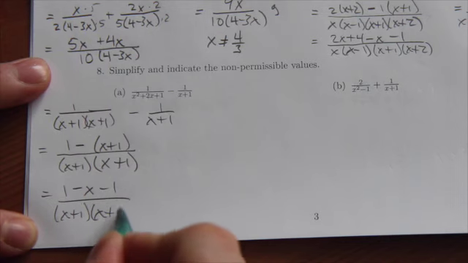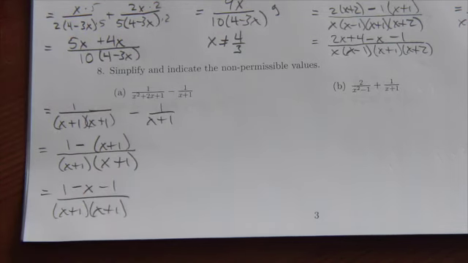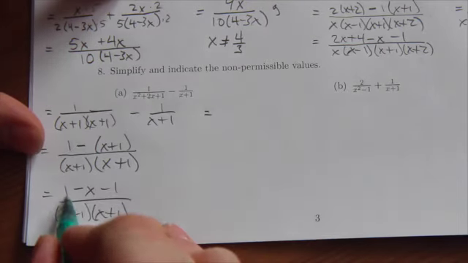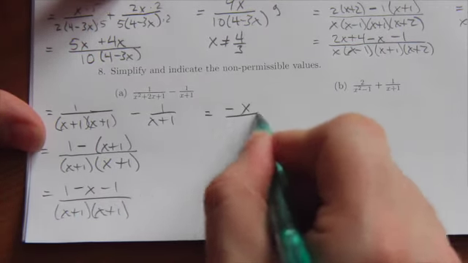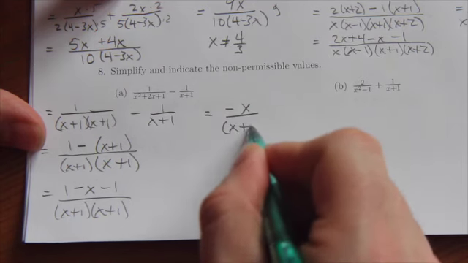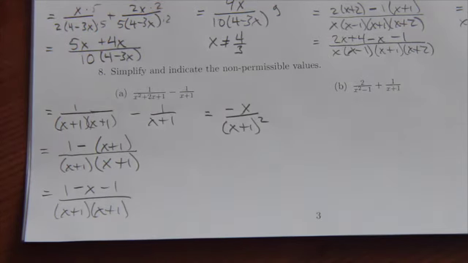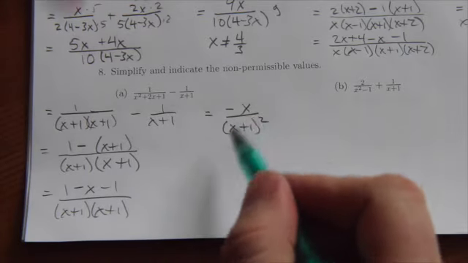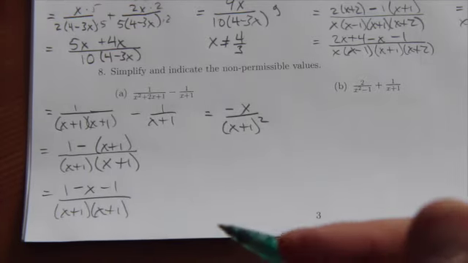And once again, I know I've said this a few times, I'm not multiplying out the denominator. I'm just going to leave it like that. And then this will end up becoming, well, 1 minus 1, this is just going to be negative x all over x plus 1. And we might as well just write that as x plus 1 squared, because that's what it is. There is nothing that's common between the numerator and denominator.